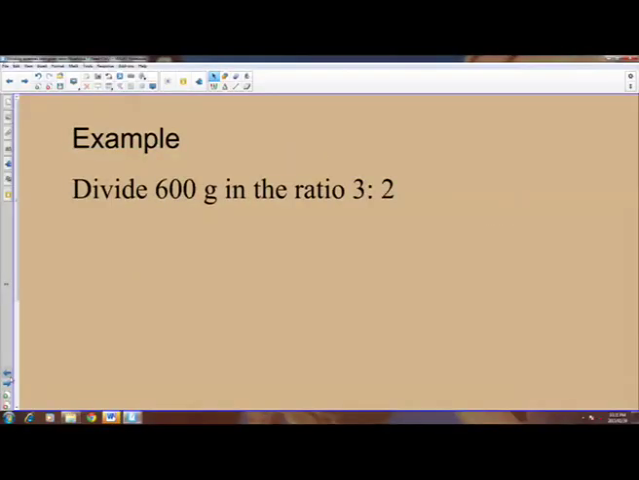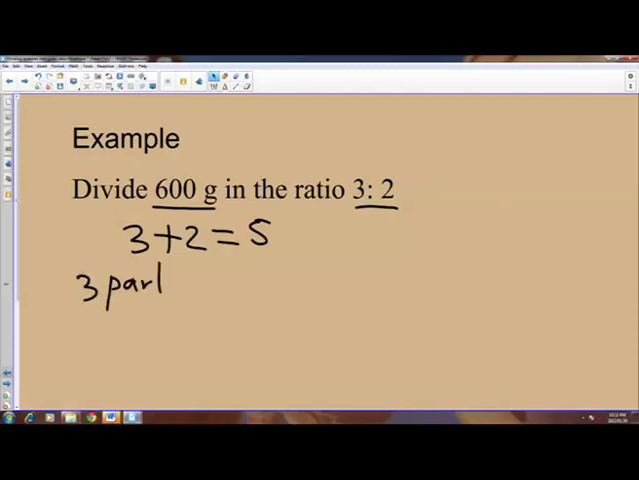The example says divide 600 grams in the ratio 3:2. This is our ratio, and the quantity is 600 grams. So we are to divide the 600 in the ratio 3:2. Think of 600 being divided into 5 parts. Where do we get the 5 parts? It is 3 plus 2, and this gives us 5. Now, what will the 3 parts get from the 600 grams?